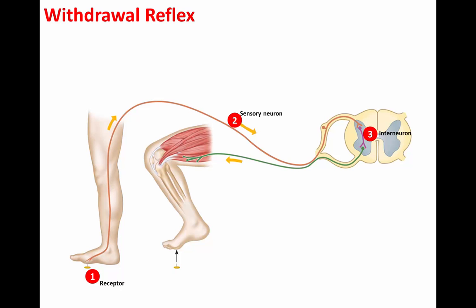Here, processing or integration of the sensory information takes place, and then an appropriate command response message is initiated and travels along a motor neuron back into the peripheral nervous system, which then synapses with an effector. The effector is a skeletal muscle which will contract to withdraw the foot away from the source of pain.